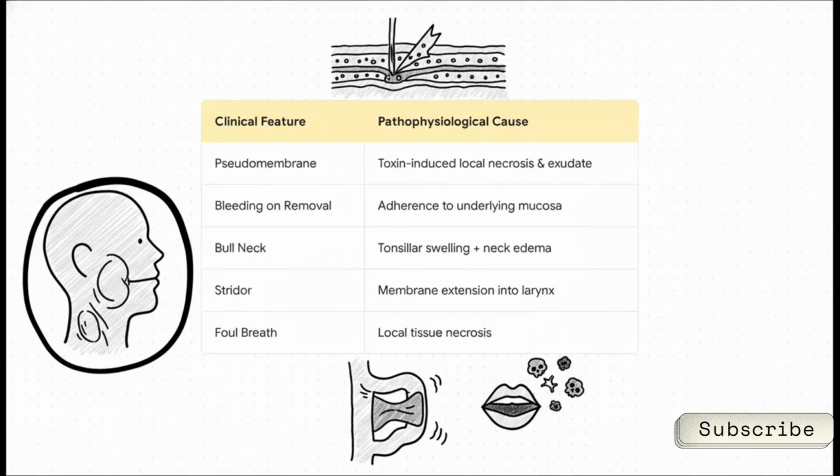This table right here, this is your cheat sheet. It connects every sign back to the why. Why the pseudomembrane? Toxin-induced necrosis. Why does it bleed when you touch it? Because it's stuck to the raw tissue underneath. The bull neck, that's just massive swelling of the tonsils and lymph nodes. Stridor, that high-pitched breathing sound, that means the membrane is creeping down into the larynx. And yeah, that awful smell, that's just the smell of dead tissue.